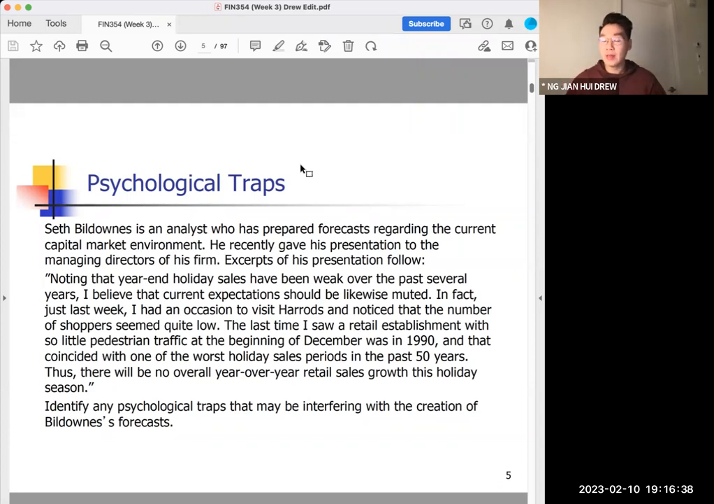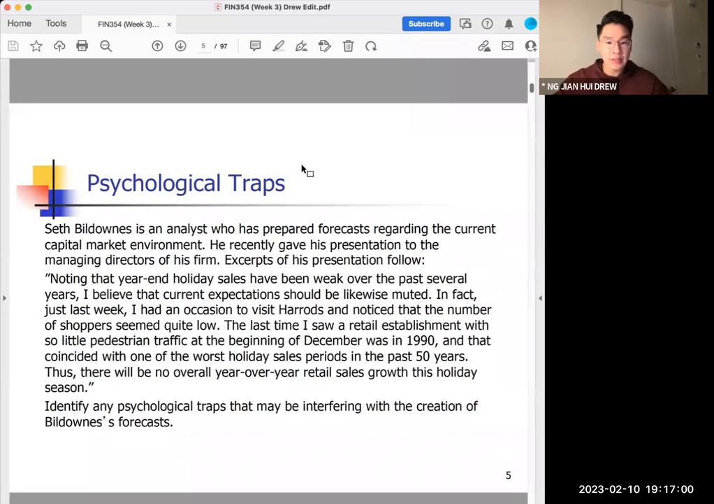You are just, they call it very anecdotal, right? You're like, oh, I went to see this, I went to that. So what do you base your expectation on? Yes, numbers, numericals, data are important as well. So these are some psychological traps that are impacting this person's judgment, right?